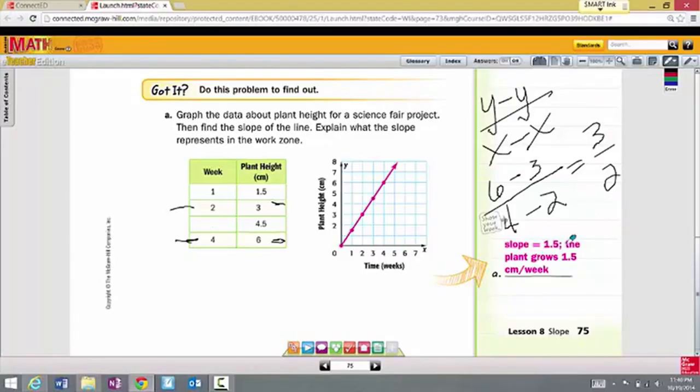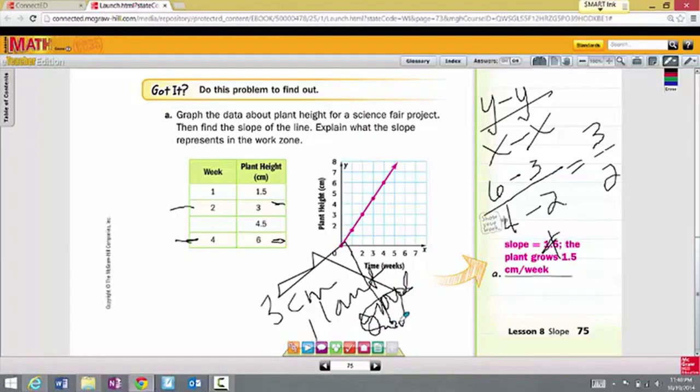Now, this is an example where your book puts 1.5. That is wrong. You should not do that. So that's your graph, and there I calculated my slope. Now, to explain it, you would say that for every 3 centimeters, because this is centimeters, a plant grows 3 centimeters every 2 weeks.